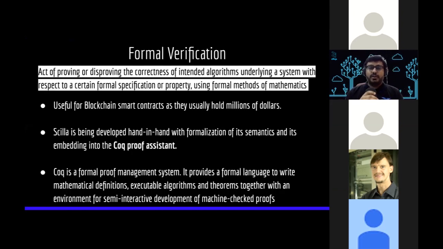And just to give a brief about formal verification, yeah, you can read the slides. Basically, it's a way to prove the correctness, and it's basically a way to prove that what you're saying your code is doing, it actually does that. Yeah, basically we use some maths. It's mathematical proofs that you write, and Scilla has been designed in such a way that auditors or people who write these proofs can use the Coq Proof Assistant, and they can write mathematical proofs for their smart contracts.